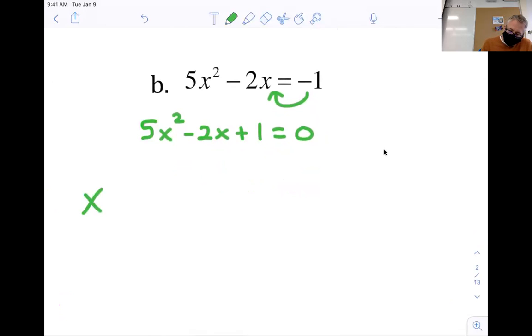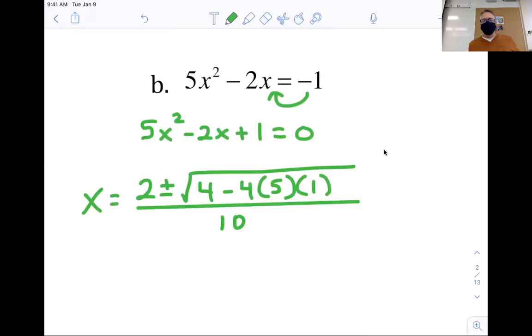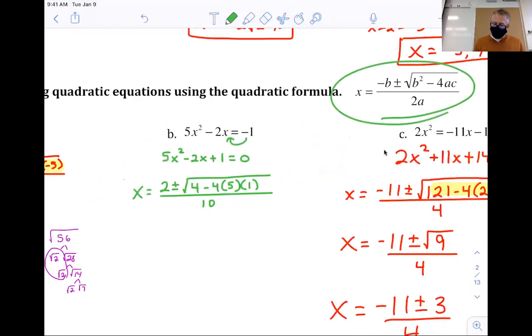So plugging those into the quadratic formula, x equals the opposite of B, which is 2, plus or minus the square root of B squared, -2 squared, which of course is 4, minus 4 times our A, which is 5, times our C, which is 1, all over 2 times A. So I was using this quadratic formula and just plugging in A, B, and C, and I now have to simplify that. So if I'm going too fast, just let me know and I'll slow down, okay?